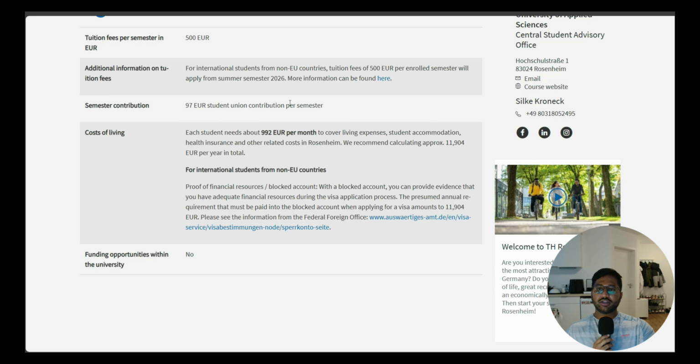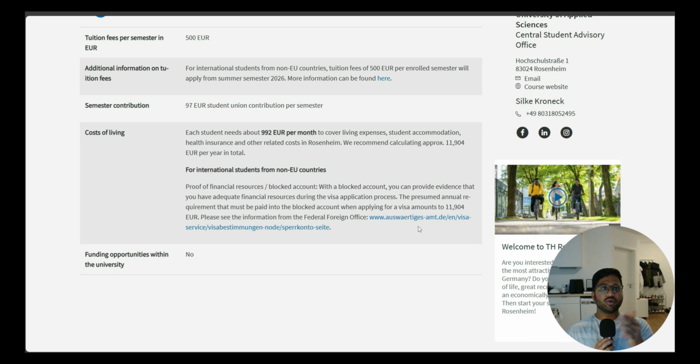Then cost of living. Each student needs about 992 euros per month, but this is just an average amount that they have estimated in Rosenheim. But for non-EU people it doesn't matter, because when we are applying for a visa you have to fulfill 11,904 euros in total. That is for the first year, and this first year money will be divided into 12 parts and sent to you every month. So in this monthly amount you have to survive. If you're surviving well under it, then it is good. If you're spending more, then you need to find a part-time job where you can also manage your expenses. But this is only for the first year.